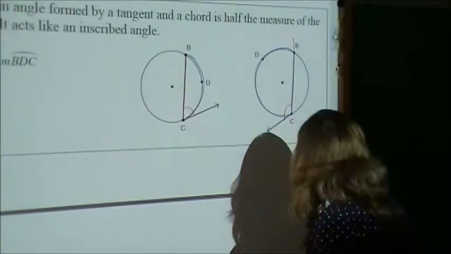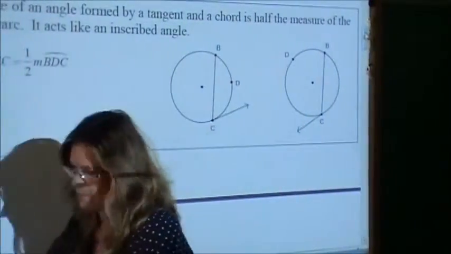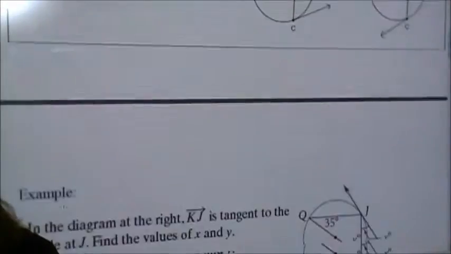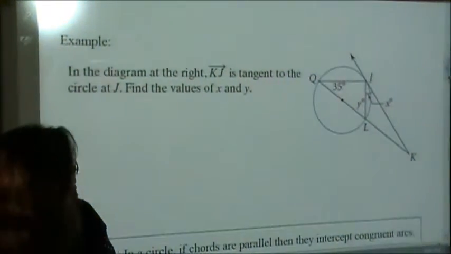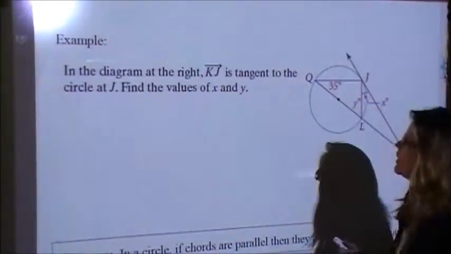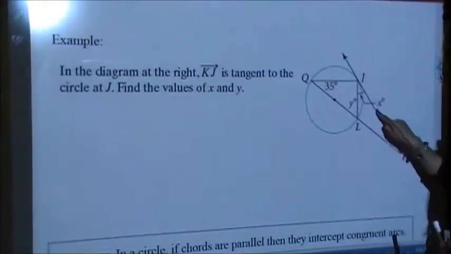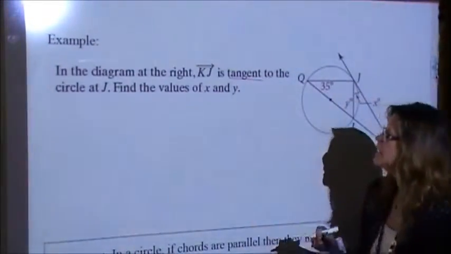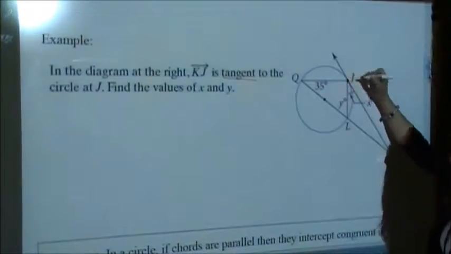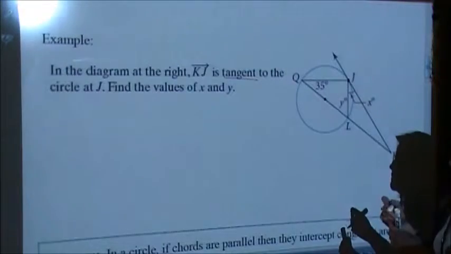All right, we're going to practice that on the next page. So if we flip to the next page, we have this example. In the diagram at the right, ray KJ is tangent to the circle at point J. Tangent, so that's important. We might be able to get some measurements out of that.